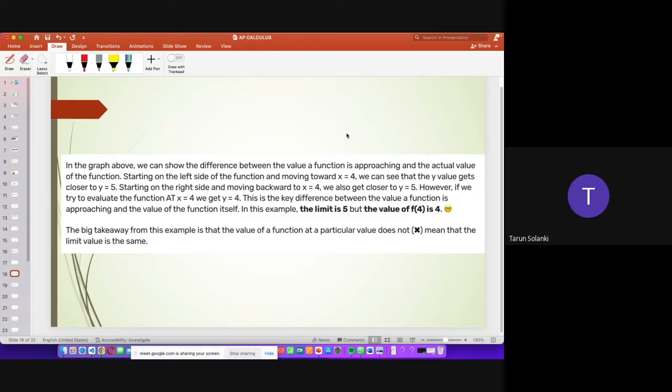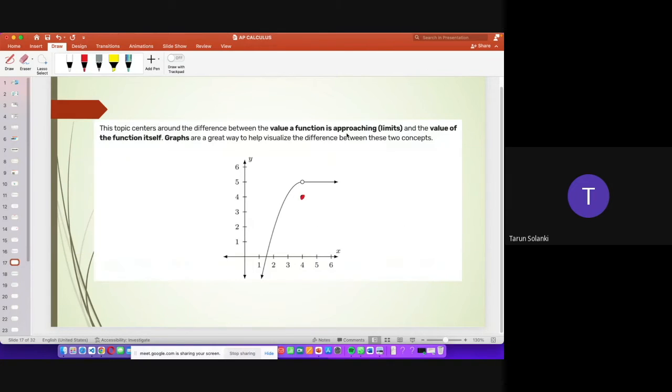So the big takeaway from the example is that the value of the function at a particular value does not mean that the limit value is the same, right? Again, I'm repeating, the value of the function at a particular value does not mean that the limit value is the same. You can check this out in the graph again.